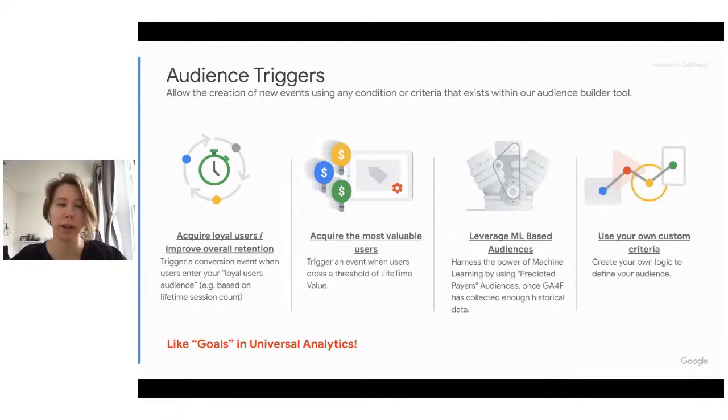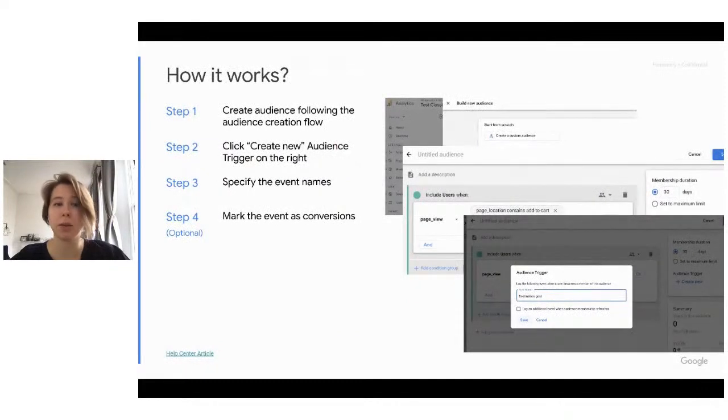It works in a similar way to goals in Universal Analytics, but here you would just create a conversion event instead. You can also use some custom criteria if you would like, and create your own logic. In terms of how it works, you need to create an audience following the usual audience creation flow, and then you can click on create new audience trigger on the right. You will have this new option in your audience creation flow, and you need to specify the event names. Later, optionally, you can also mark those events as conversions.